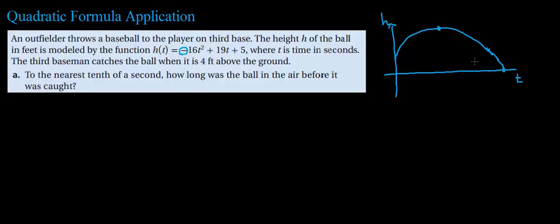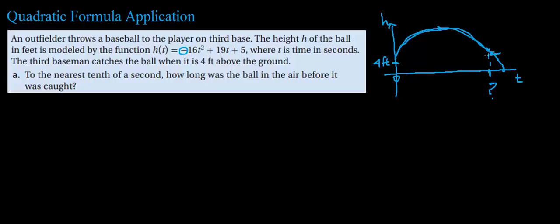So looking at this visual, I can see that what they're asking me is, how much time was the ball in the air total? So I'm going to measure how much time it took from the time it was thrown to the time it was caught. And it tells me that the ball was caught at a height of 4 feet. So the ball didn't get to hit the ground. It was caught before it hit the ground. So I want to know how long it took from here to here. That means from time equals 0 to this time here. I want to know how much this is.